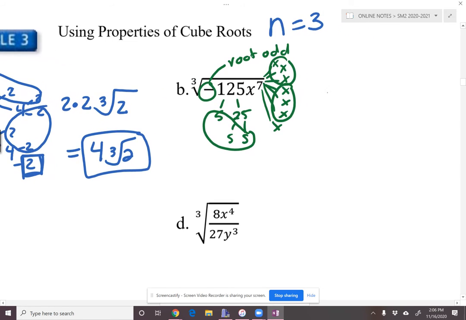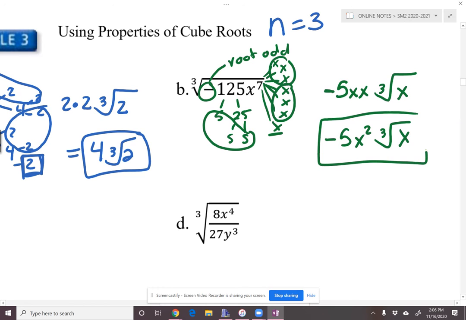So what I take out is the negative sign, a group of 5s, 2 groups of x's, and then what's left is just that one x that's left over. So I get negative 5x squared cube root of x.